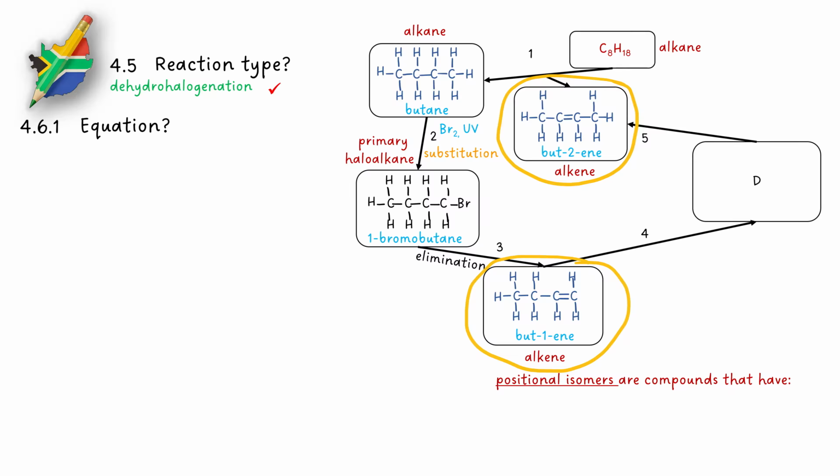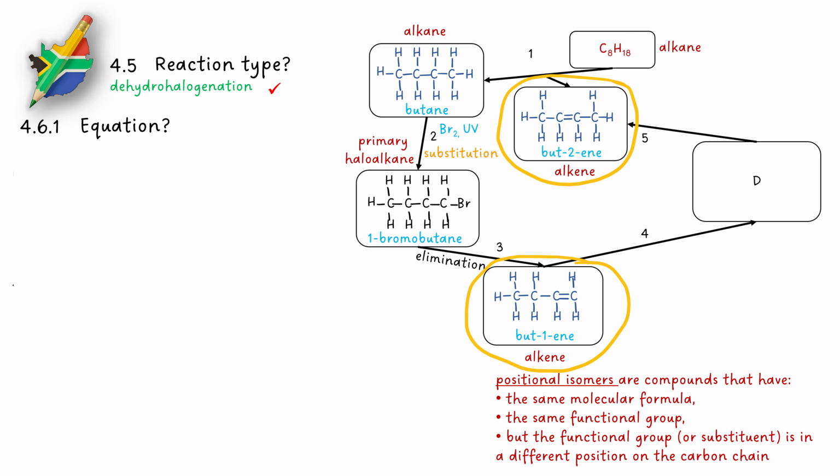Positional isomers are compounds that have the same molecular formula. Both these compounds have 4 carbons and 8 hydrogens. They have the same functional group, they both have a carbon-carbon double bond, but the functional group or substituent is in a different position in the carbon chain. In but-1-ene, the double bond is on carbon 1, and in but-2-ene, it is on carbon 2.